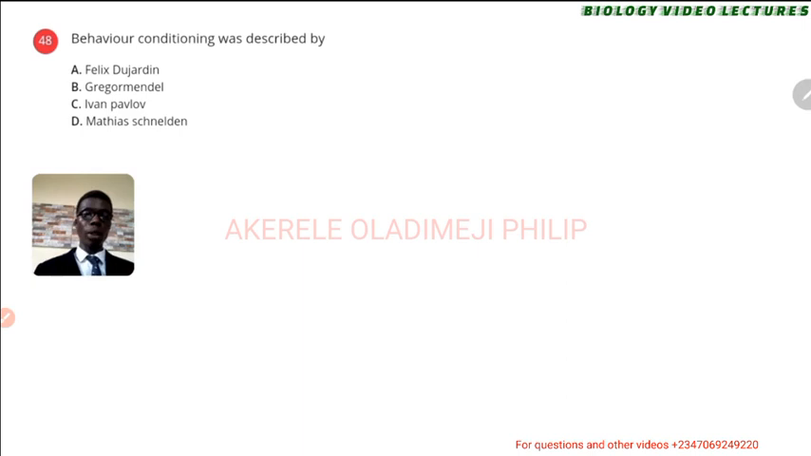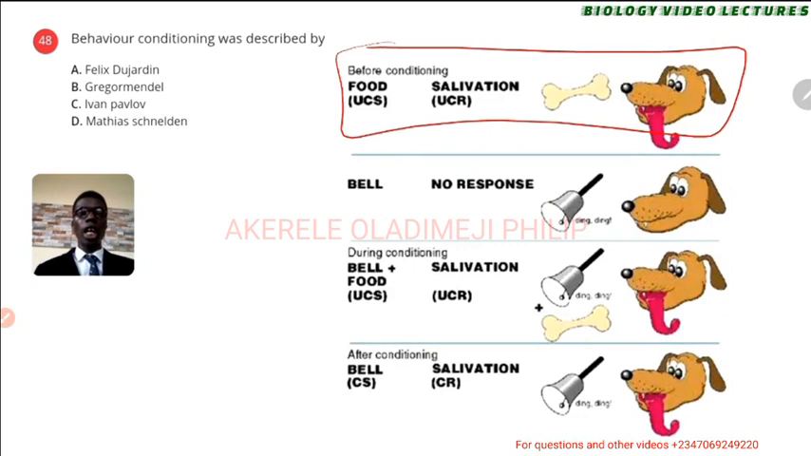Now, this is what happened originally. He noticed that normally a dog will salivate when it sees a bone. That's what they love, bones a lot. So what he did was, he would ring a bell every now and then to the dog. There's no response, no salivation at all.